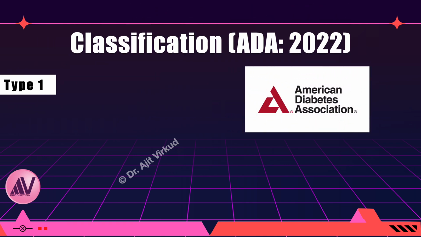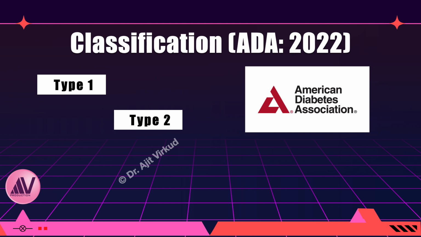According to ADA, type 1 diabetes occurs due to autoimmune beta cell destruction, usually leading to absolute insulin deficiency. It also includes latent autoimmune diabetes of adulthood. Type 1A and type 1B have been removed in the ADA new classification. In ADA classification, there is no mention of hybrid forms which are mentioned in WHO classification, such as latent autoimmune diabetes of adults, which is now included in type 1.